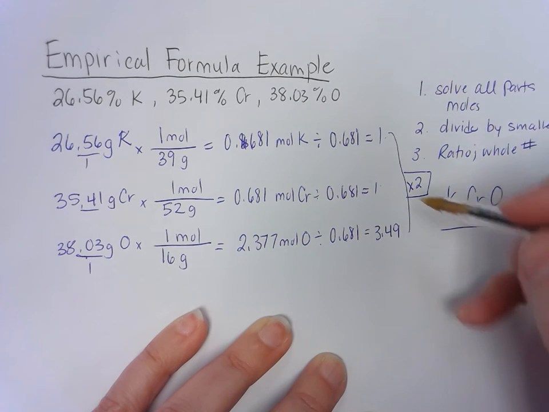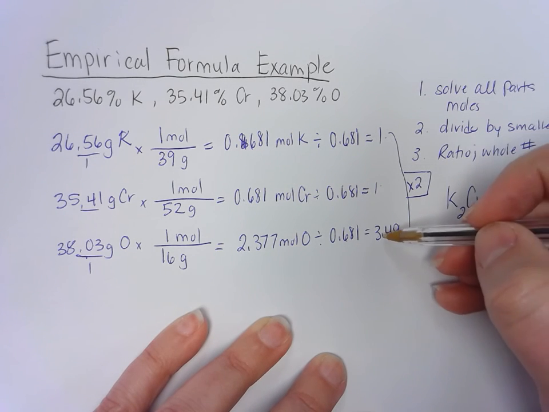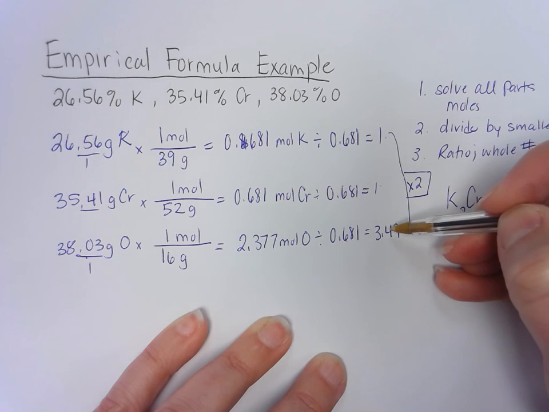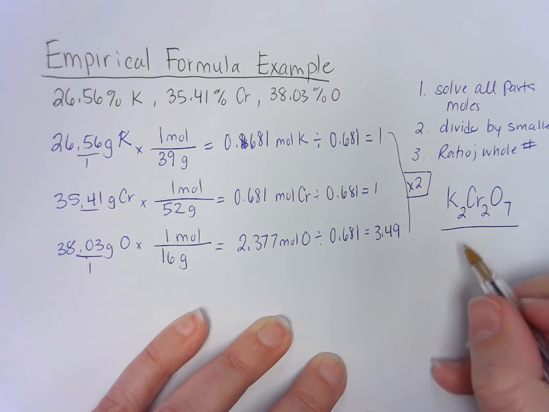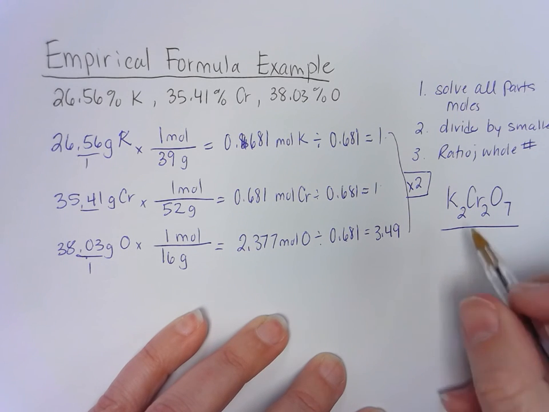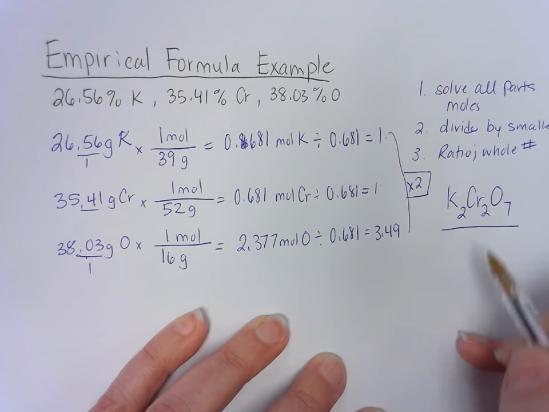If you're doing these and you get 3.3, you could multiply by 3 to get whole numbers. You do need to end up getting whole numbers for all the values of the substance in the formula, and it should still be the most reduced because it is an empirical formula.